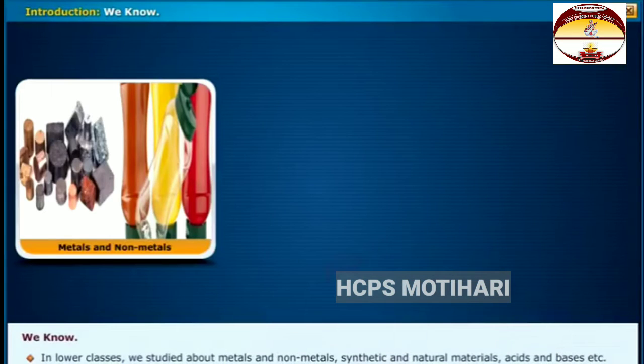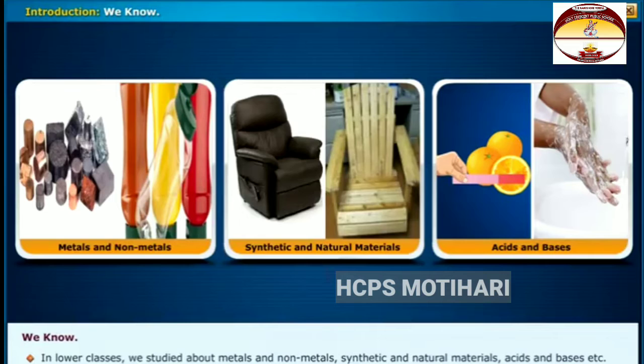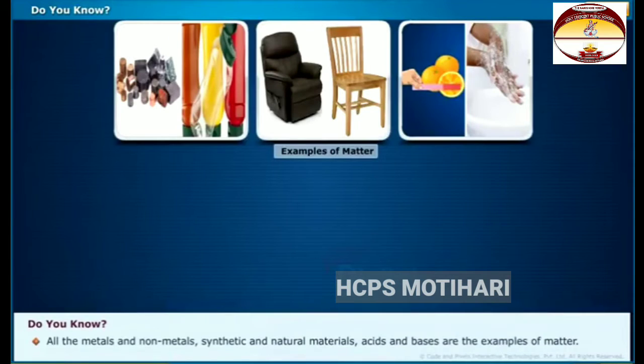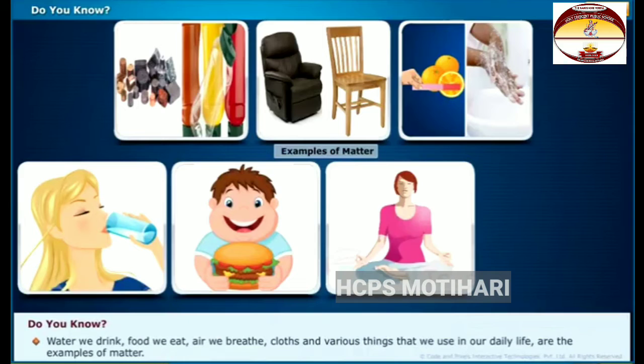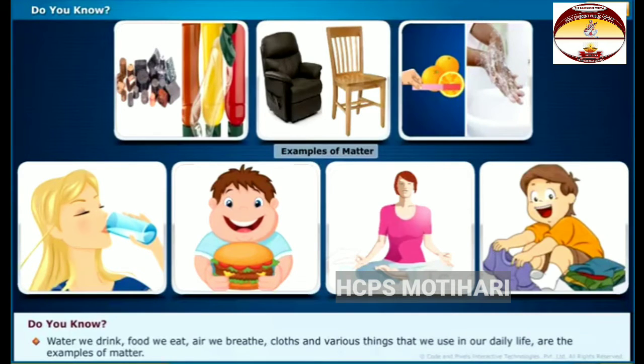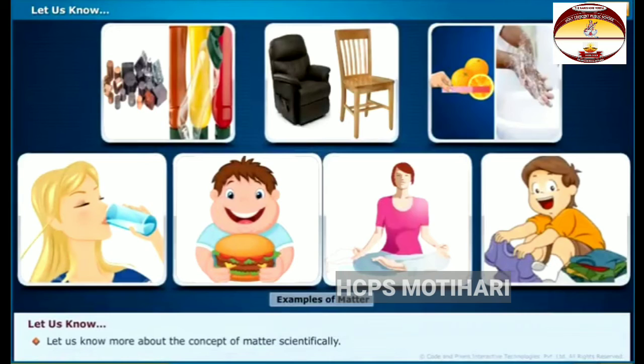Introduction. In lower classes, we studied about metals and non-metals, synthetic and natural materials, acids and bases, etc. All the metals and non-metals, synthetic and natural materials, acids and bases are the examples of matter. Water we drink, food we eat, air we breathe, clothes and various things that we use in our daily life are the examples of matter. Let us know more about the concept of matter scientifically.